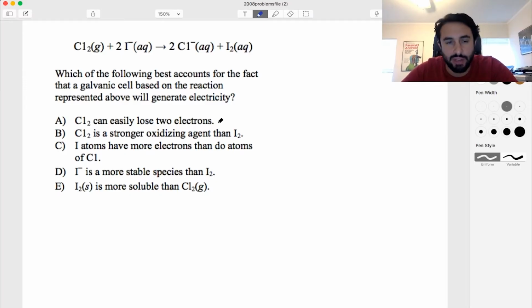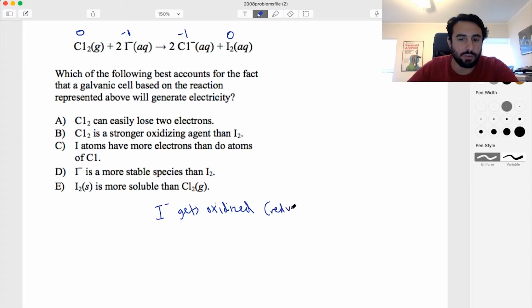Cl2 can easily lose 2 electrons. Cl2 is a stronger oxidizing agent than I2. I atoms have more electrons than do atoms of Cl. Iodide is a more stable species than I2, and I2 is more soluble than Cl2. So what do we want to try to focus on here? This is a redox reaction, right? So first let's identify the players. We've got Cl2, that's elemental, so that's 0, going to Cl minus, -1. So that is the reduction. And then iodide starts at -1 and goes to 0. So I minus is getting oxidized.